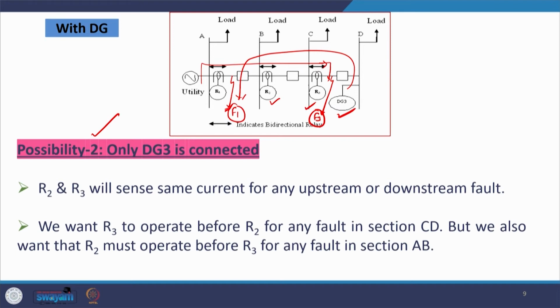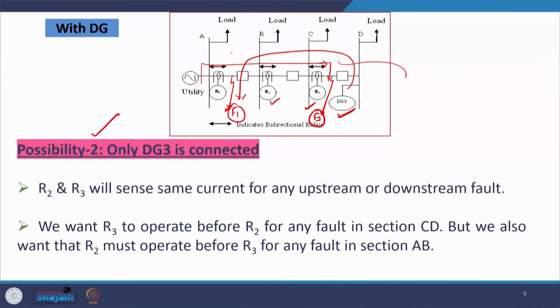So, what do we want now? In this case, we want relay R3 to operate before relay R2 for any fault in section CD. So, for any downstream fault somewhere between section CD at F3, we want R3 to operate before R2. But on the other side, if there is a fault on the upstream side, in section 1 at F1, then we want the reverse operation. We want R2 to operate, and R3 should operate after that.